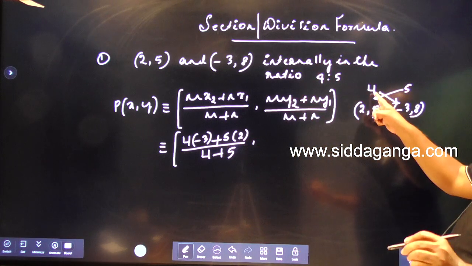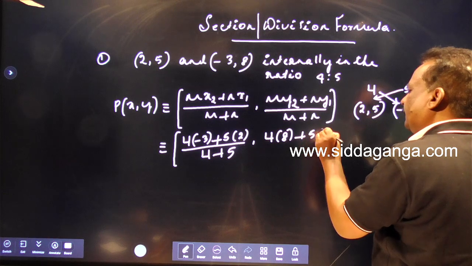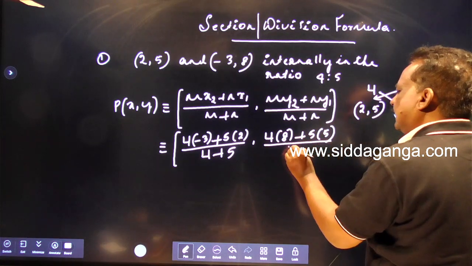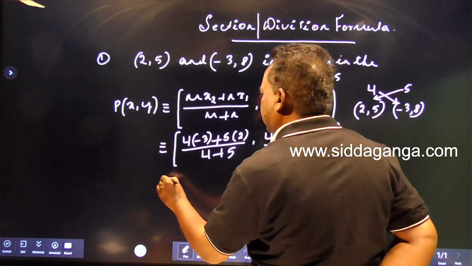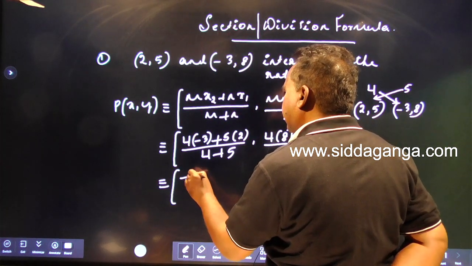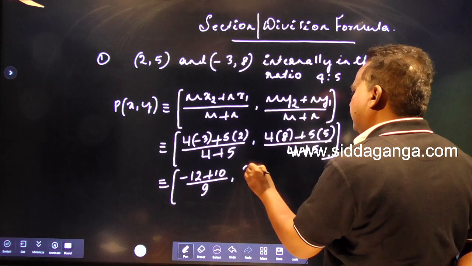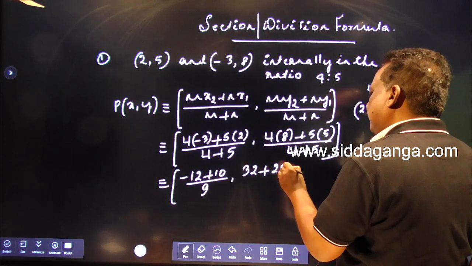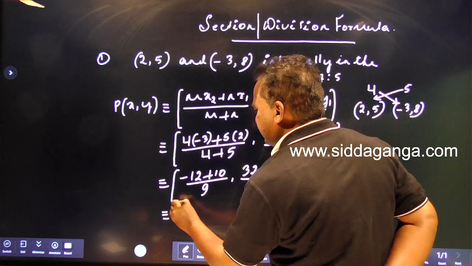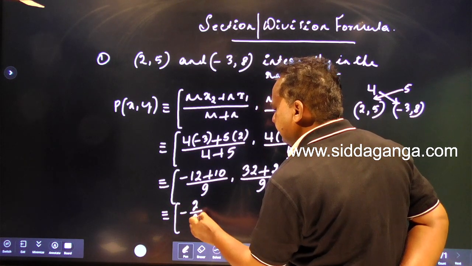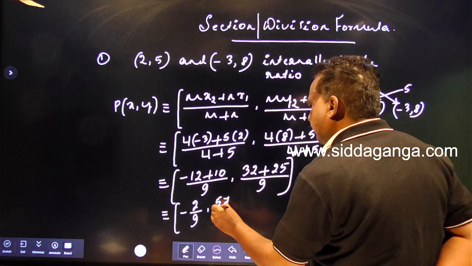Okay, my2, 4 into 8 plus 5 into 5, by m plus n, that is again 4 plus 5. Okay, -12 plus 10 by 9, 32 plus 25 by 9. Let us simplify this. -12 plus 10 is -2 by 9. 32 plus 25 is 57 by 9.